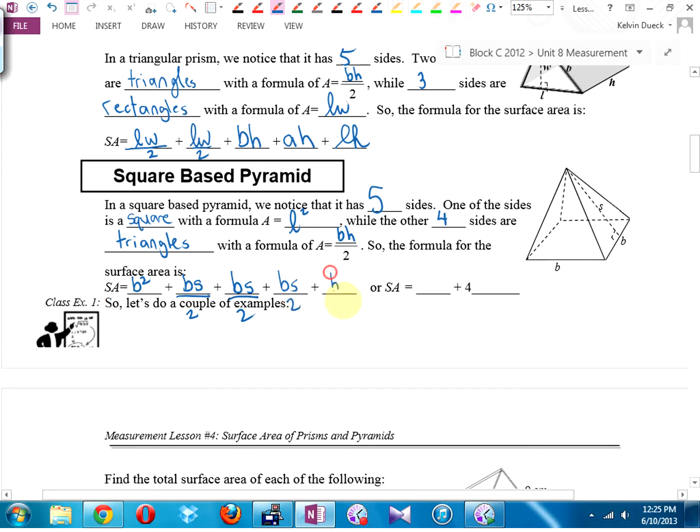Another triangle, or you know what, really it's b squared plus 4 times base times slanty height divided by 2 because there's 4 of them. Really, let's start doing some with numbers.